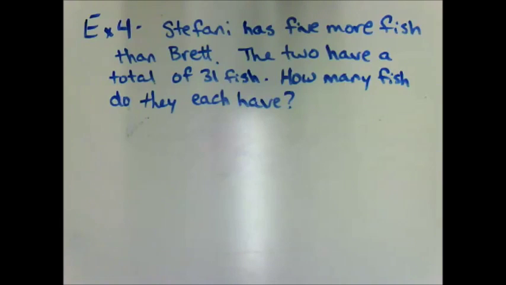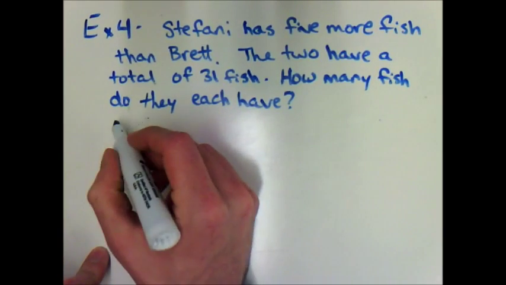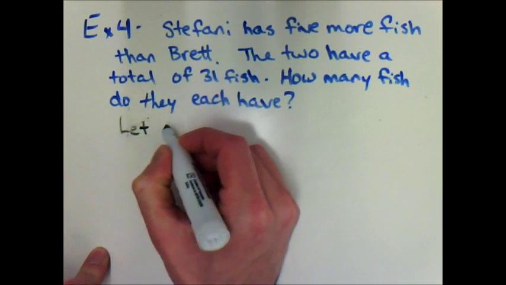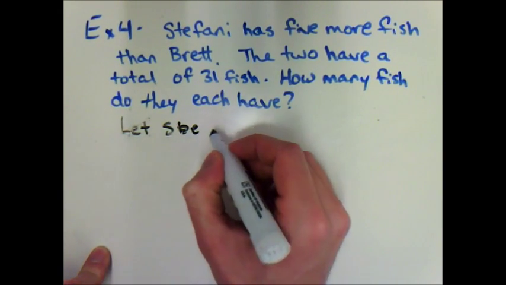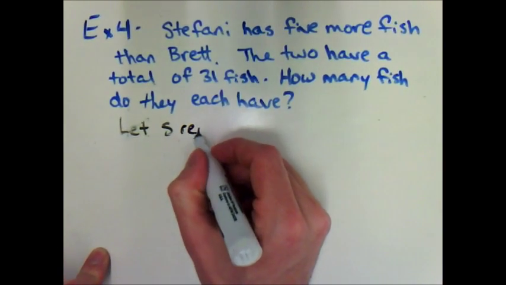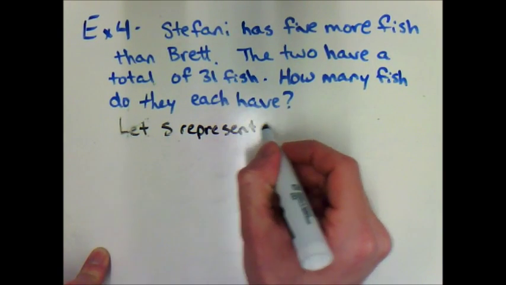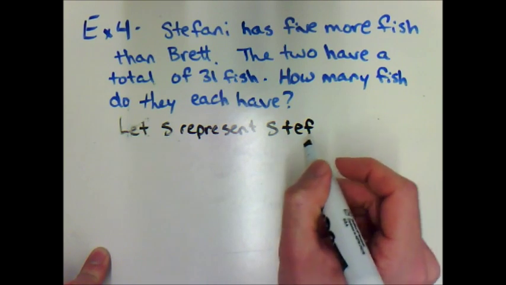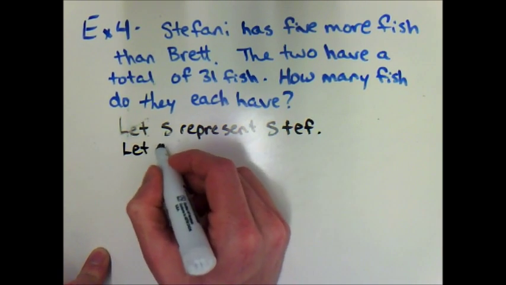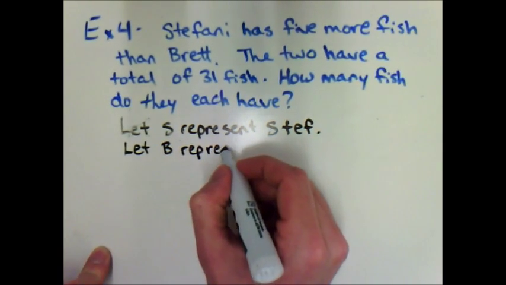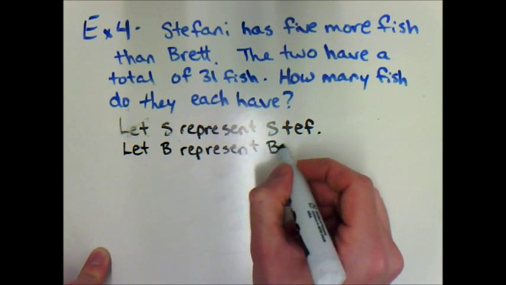So here we go. Example 4. Stephanie has 5 more fish than Brett. The two have a total of 31 fish. How many fish do they each have? In order to solve this, they give us enough information for two equations. Okay? Let's set up some rules here. We're going to let S represent Stephanie, and we're going to let B represent Brett.